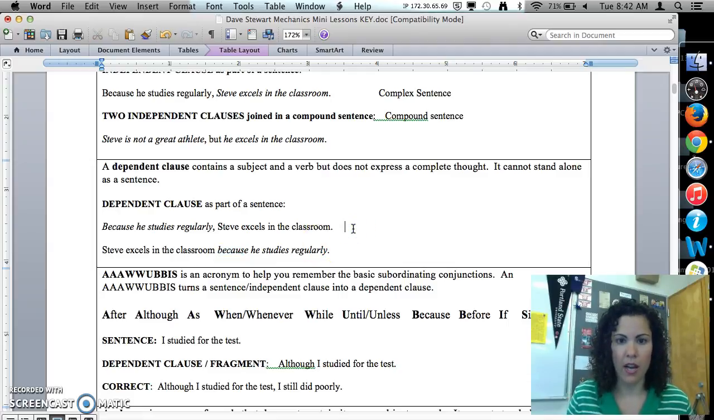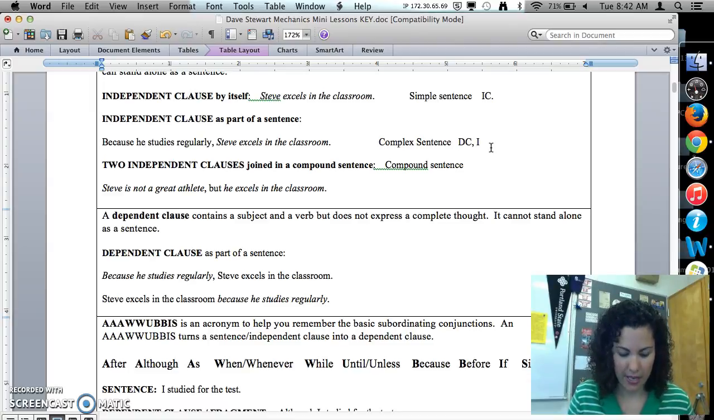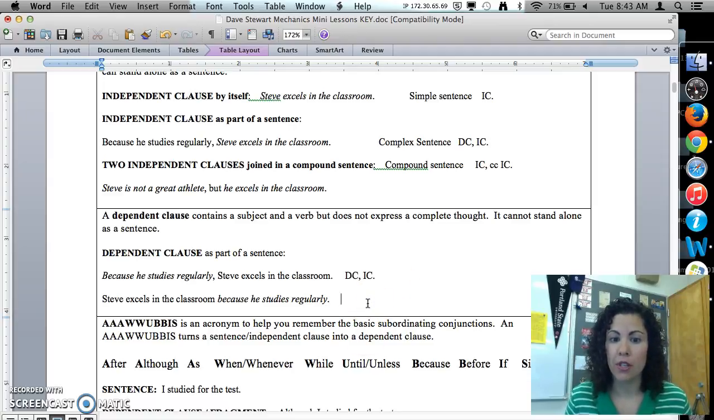A simple sentence is IC, independent clause. A complex sentence can be dependent clause, comma, independent clause. And a compound sentence is an independent clause, comma, coordinating conjunction, independent clause. We'll talk more about this. Down here we have the dependent clause first, comma, then the complete sentence, the independent clause. But here it's switched around. So here we have the independent clause, then the dependent clause, no comma. So a little bit different.